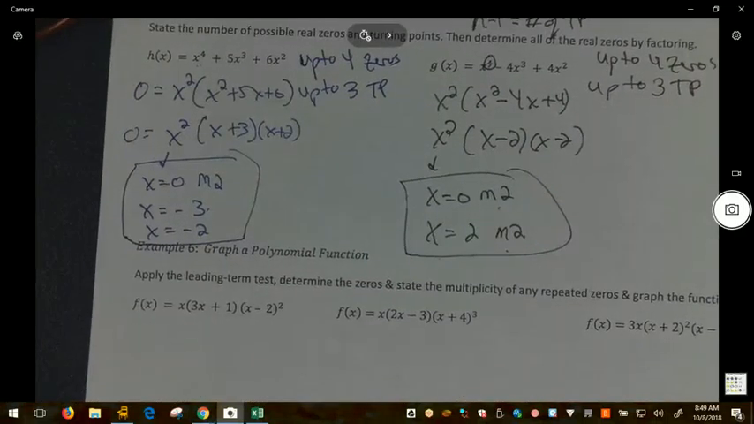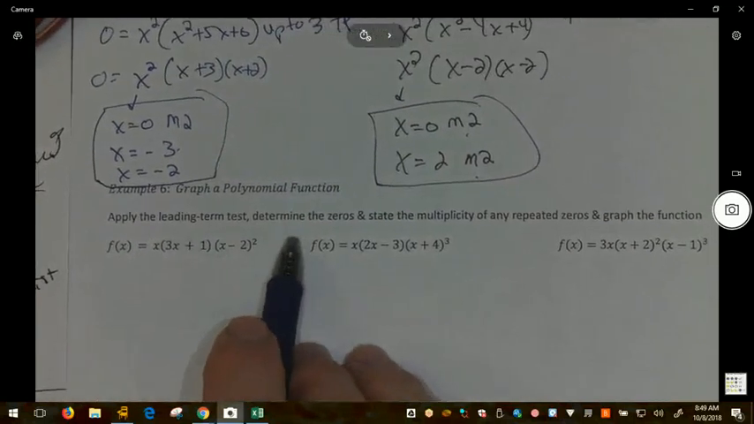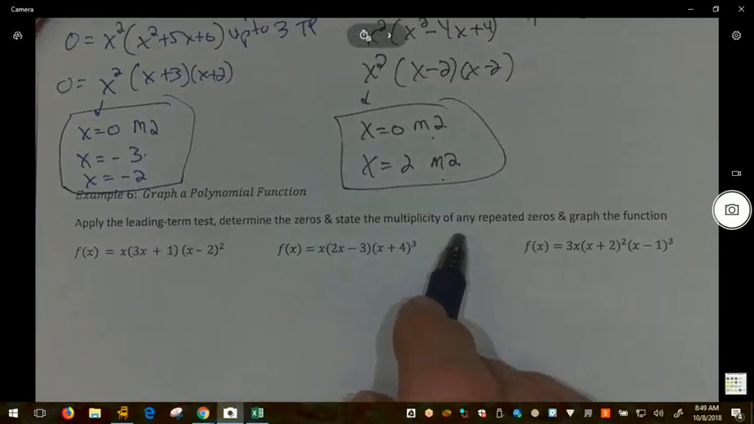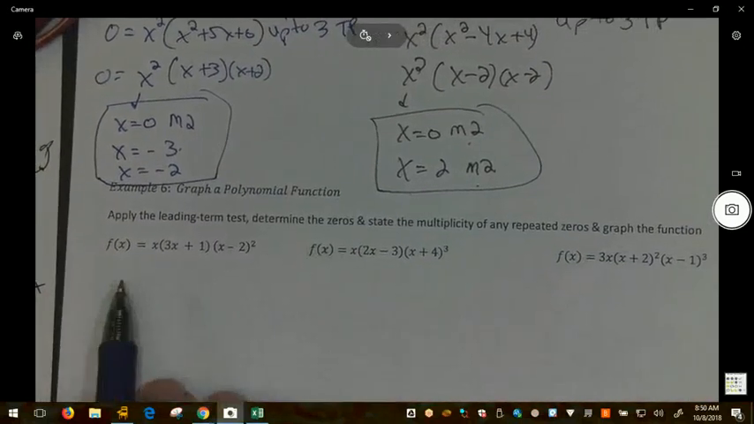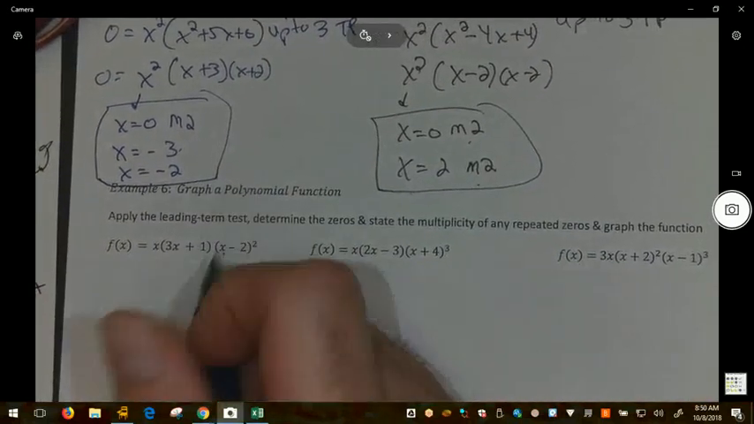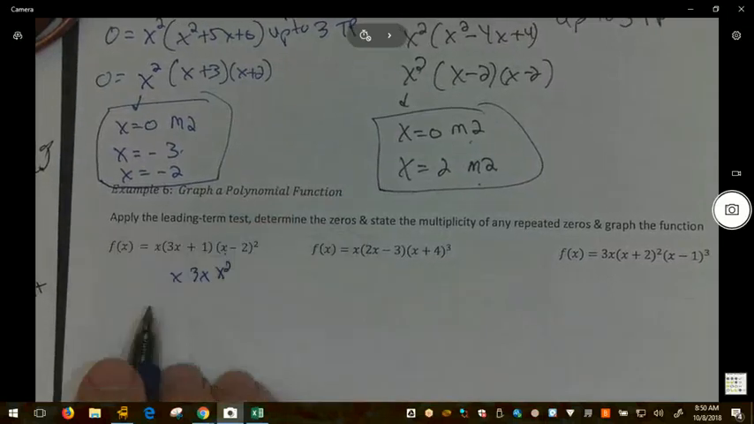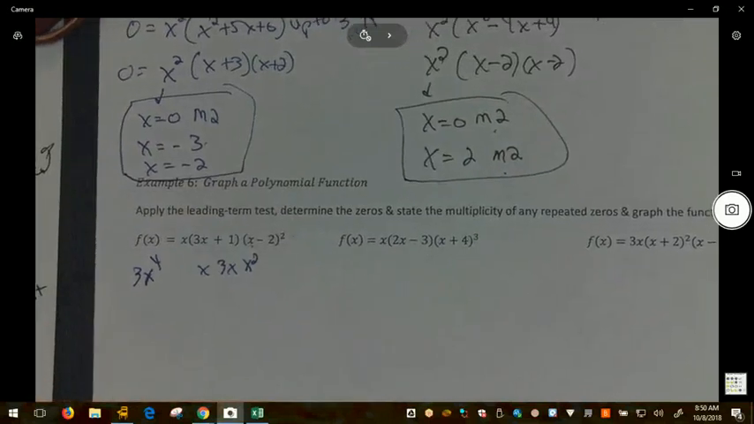We're supposed to sketch a graph of the polynomial function by applying the leading term test, finding the zeros, and knowing how the multiplicity behaves at any repeated zero, and then graph the function. If I do this, x squared is the leading term that's going to come out, 3x is going to come out of that, and x. When I multiply those, I have 3x to the 4th as my leading term.